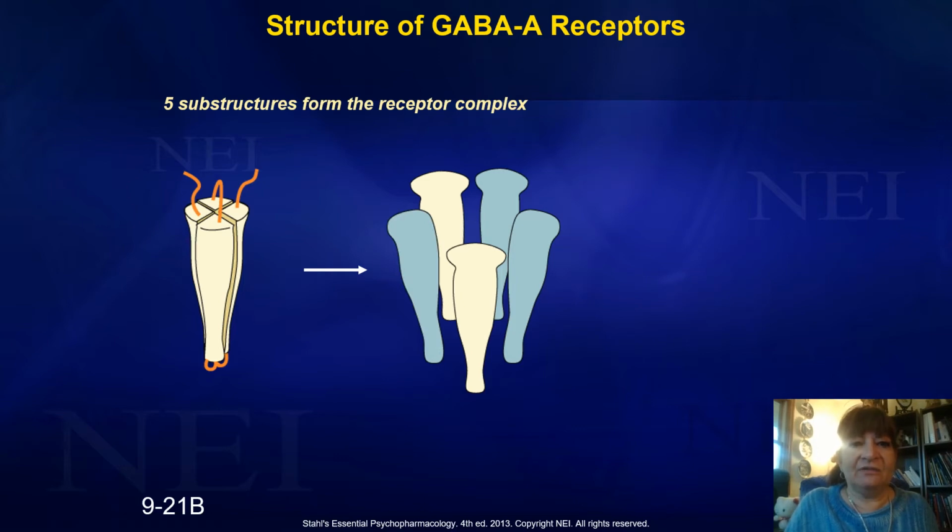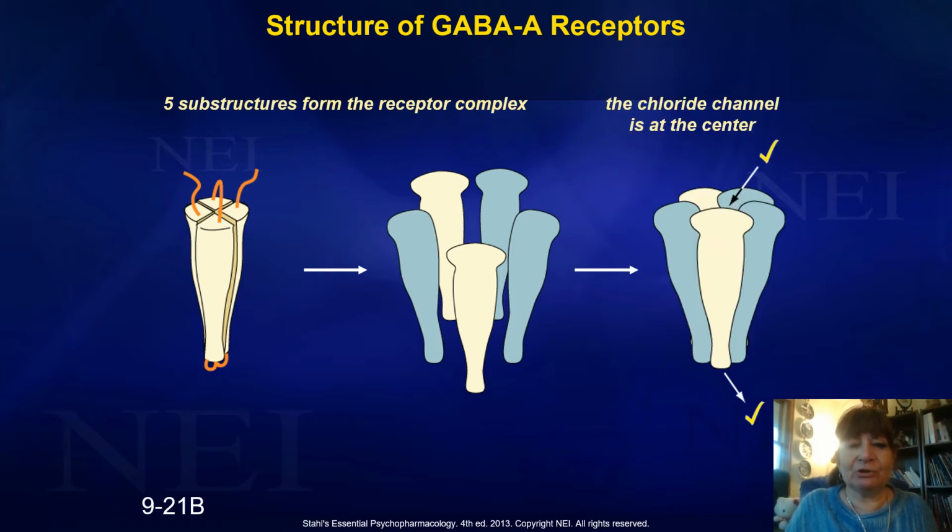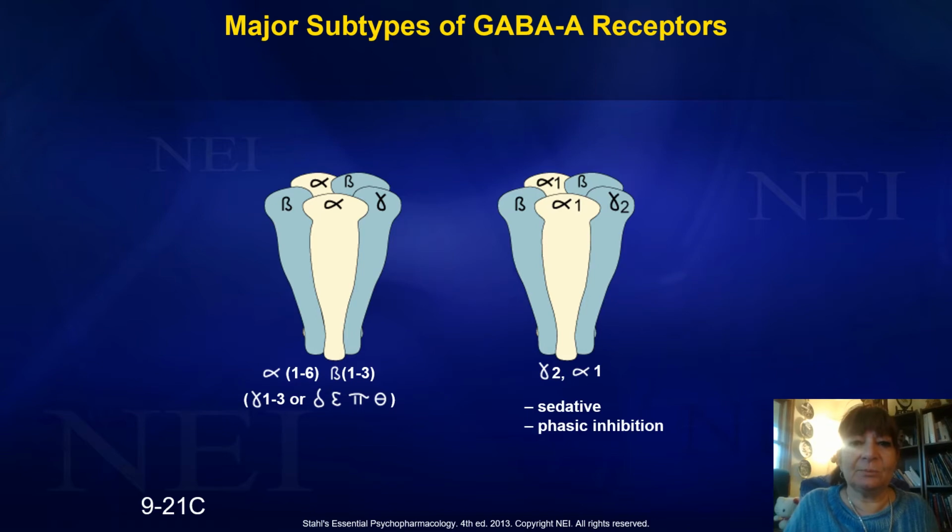So we've got 5 subunits forming the receptor complex. And in the center is the chloride channel. Okay, so there are different subtypes, as you can see by the Greek letters. So for example, there are 6 alpha A isoforms, 3 different beta and gamma, and so on, different isoforms. And they all do something a little bit different.